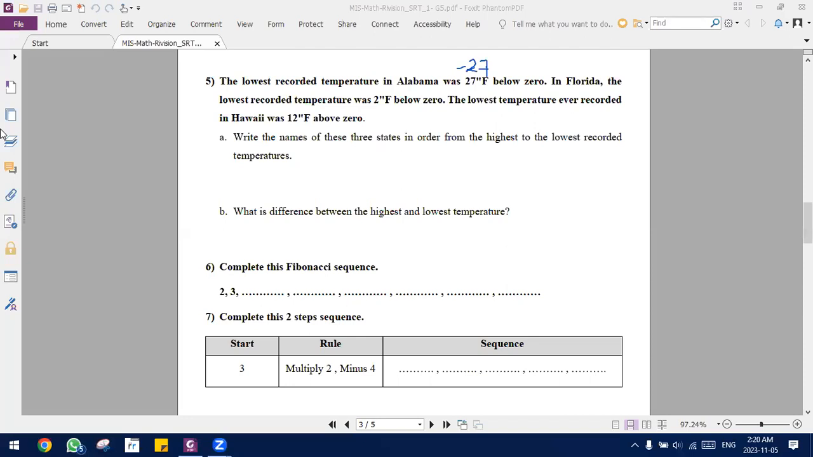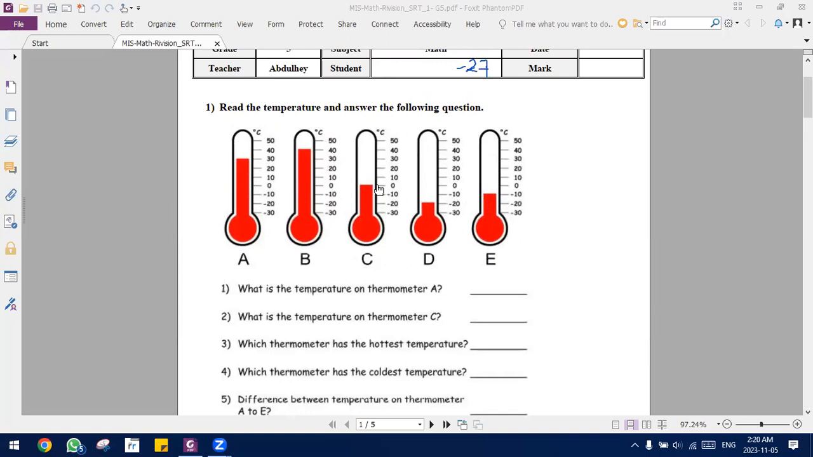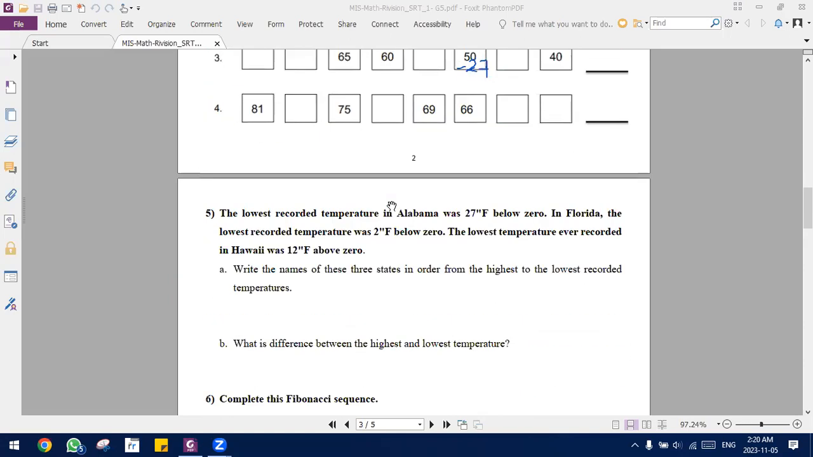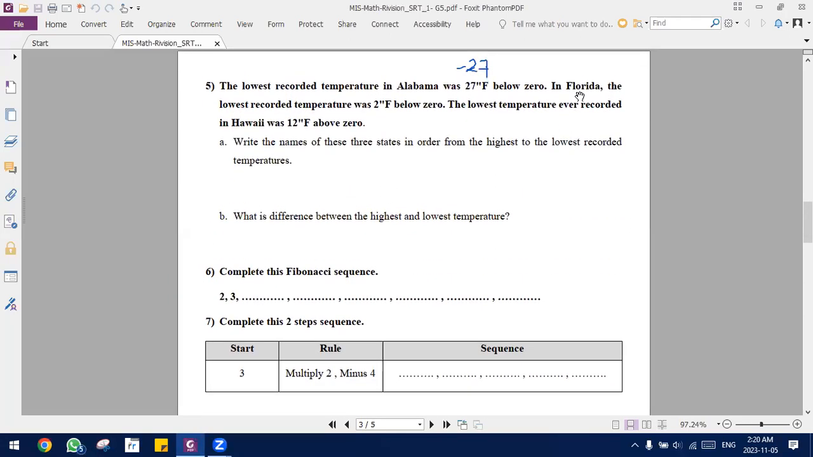Let's go back to question number 1. This is 0 here in part C. So below 0, it's negative values. When they say in the question it's 27 below 0, it means it's minus 27. Then in Florida, they said the lowest record was 2 below 0. Again, when they say 2 below 0, what does that mean? It's minus 2.